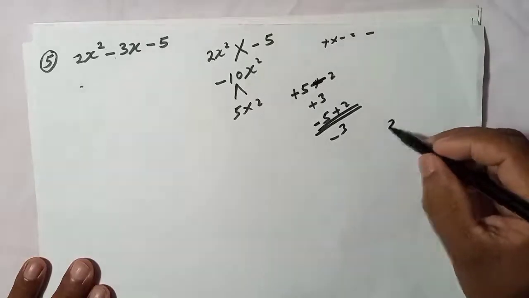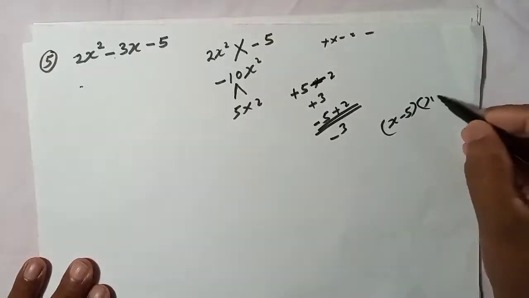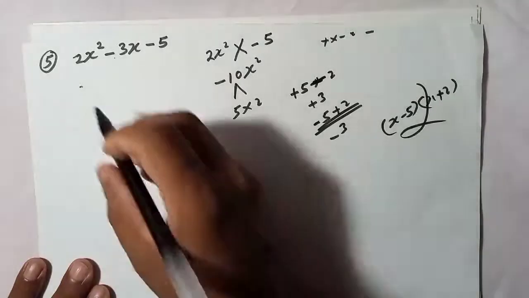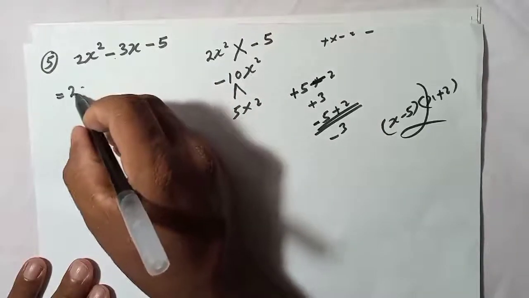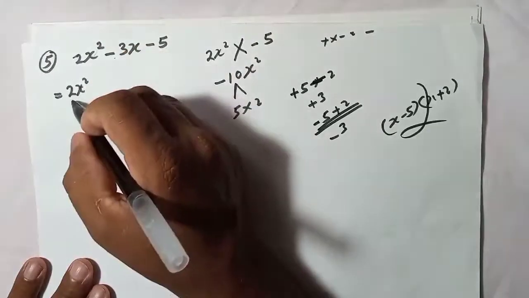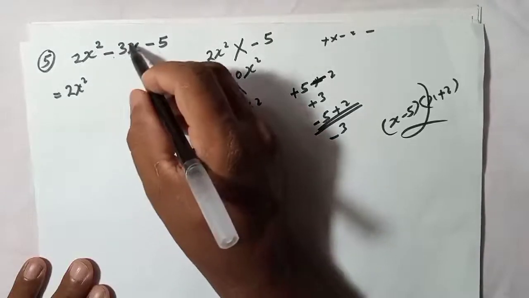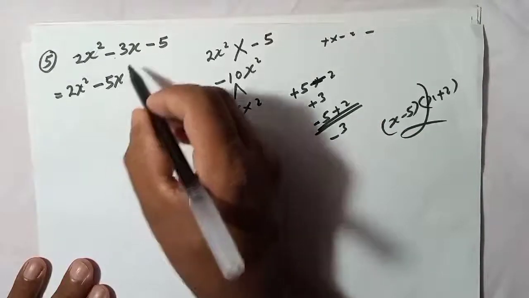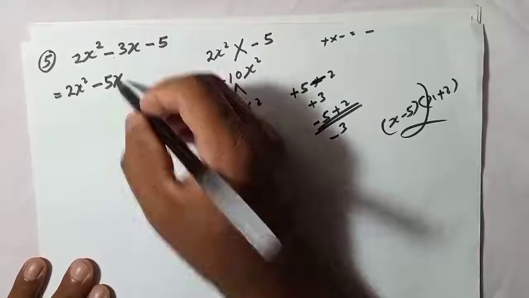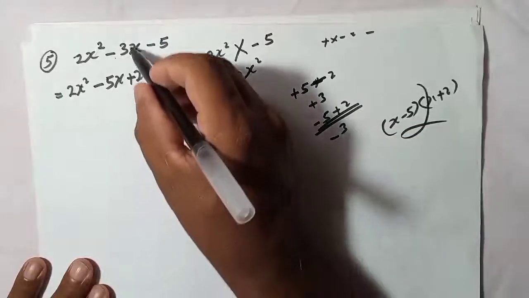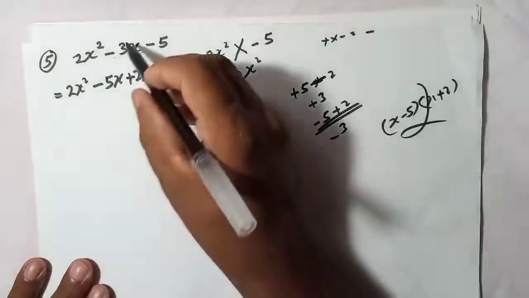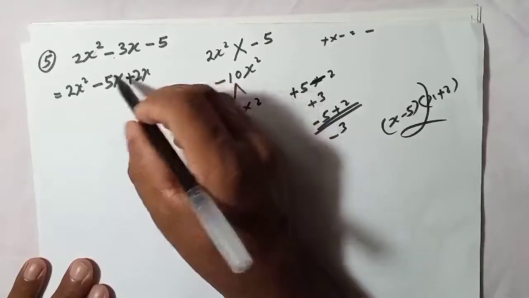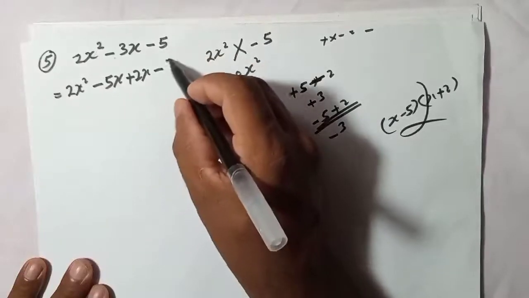If someone writes like this, x minus 5 and x plus 2, it will be totally wrong, right? I will show you why. Now you have to do it with the long method. Here 2x square, the same term we will write. We replace this middle term with these two numbers, right? How? Minus 5x, and plus 2x. Minus 5x plus 2x means minus 3x. Then get the last one the same.